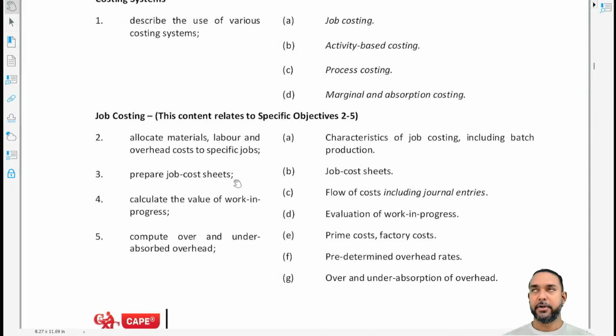Job cost sheet. A job cost sheet has no specific format. Different entities have different formats or layouts. Again, what is important is the presentation of the direct materials cost, direct labor cost, and the overhead cost, right? Calculate the value of work in progress and compute over and under absorbed overhead. So we're going to talk about those things today. And here, flow of costs, including journal entries. That's what we're going to talk about as well.